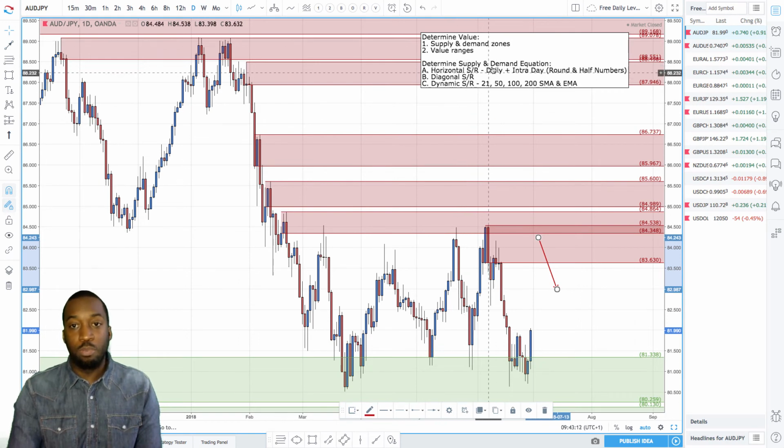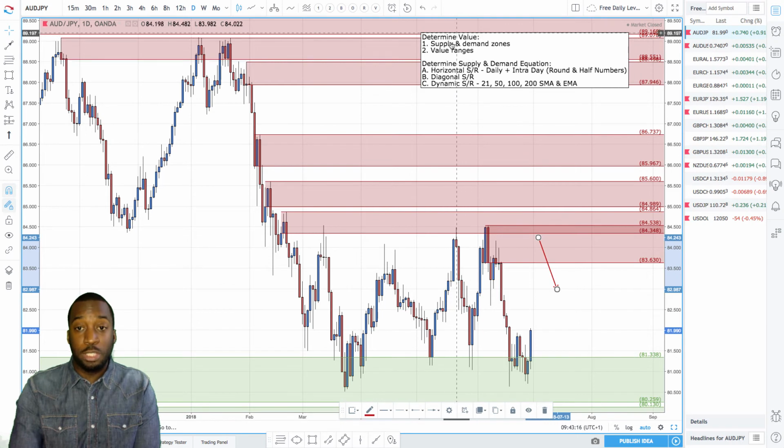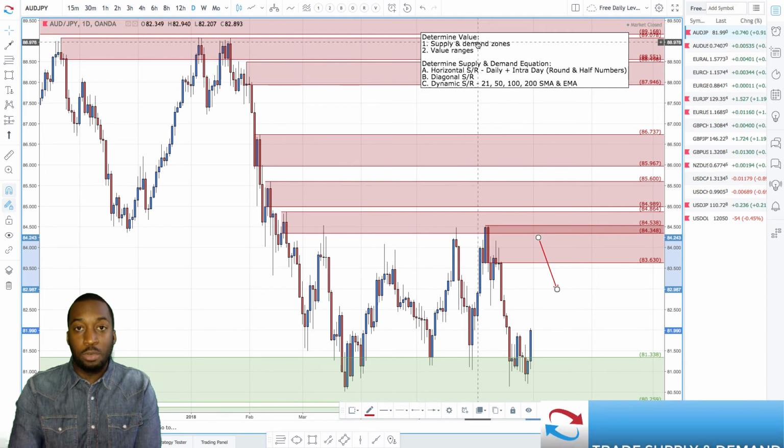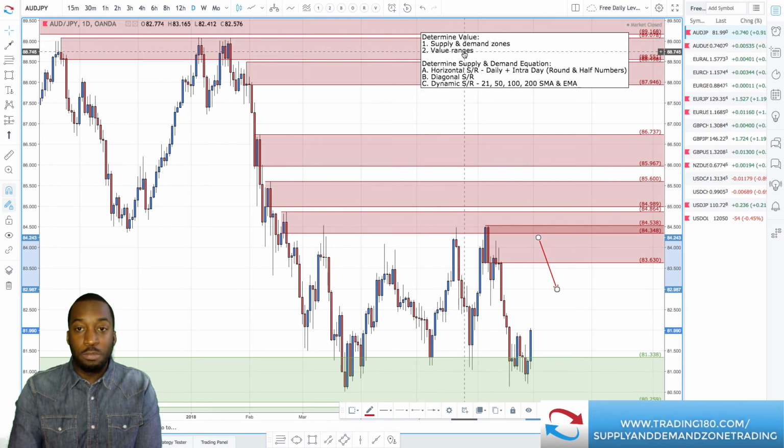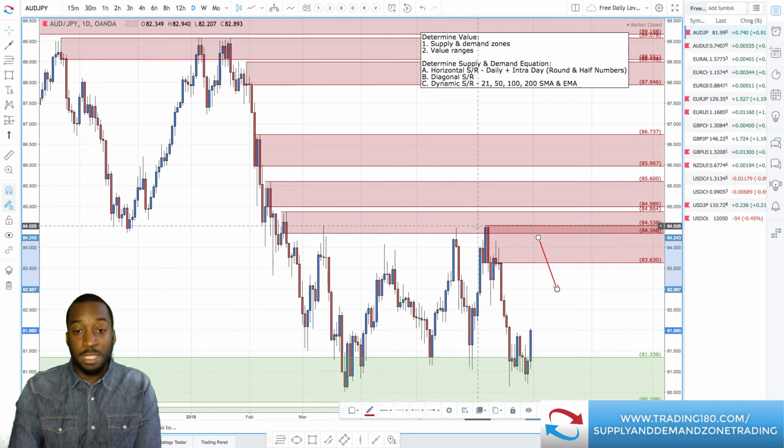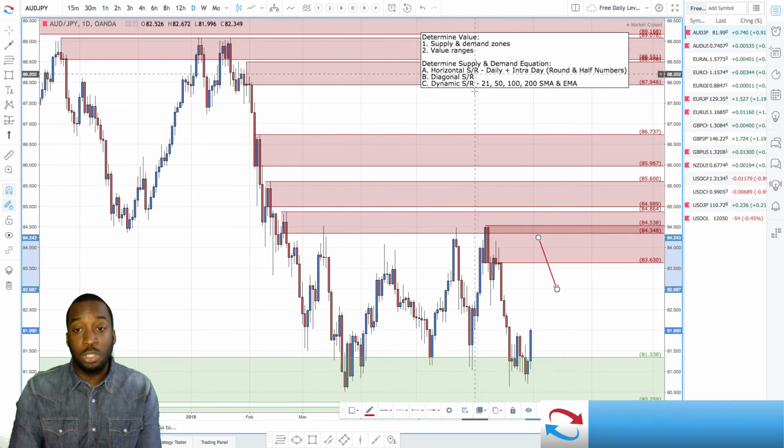So why did I enter this trade, and what is my analysis for this Australian dollar Japanese yen? You can see this little box here. First of all, what I do, and you can do this too, these are just some of the foundation steps that I go through when I look to buy or sell any kind of currency pair. I determine the value first of all, right? So I do my fundamental analysis and sentiment analysis, and then I go to a time chart, and then I look at supply and demand zones.